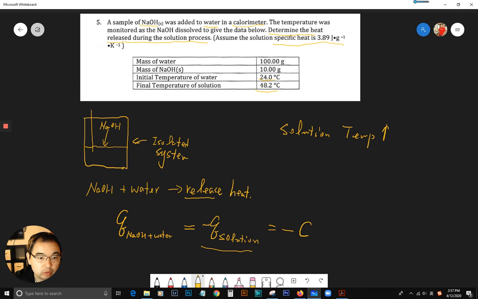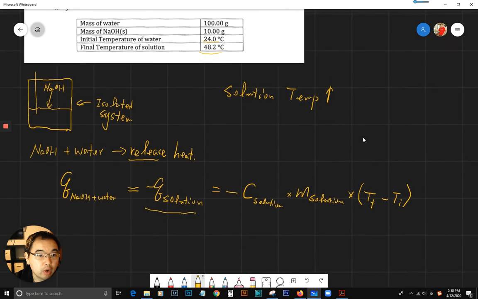The energy absorbed by the solution can be written as C, the specific heat of the solution, times the mass of the solution, times the change of the temperature, which is the final temperature of the solution minus the initial temperature of the solution. Okay, let's see whether we have those parameters.